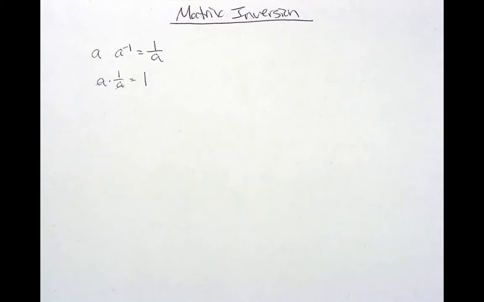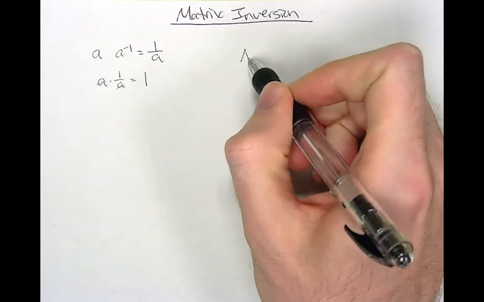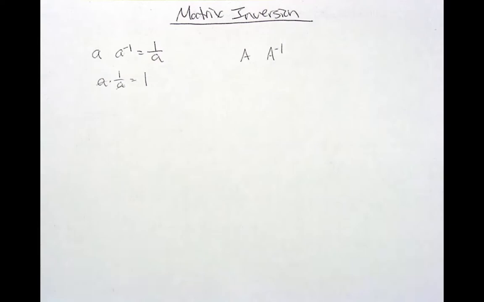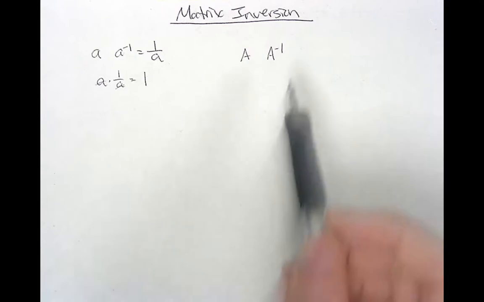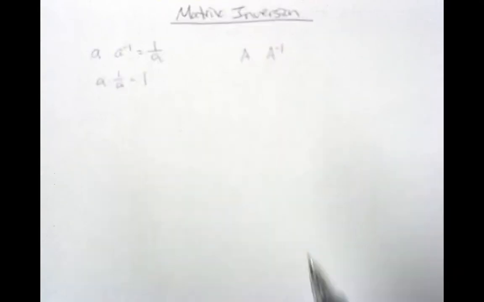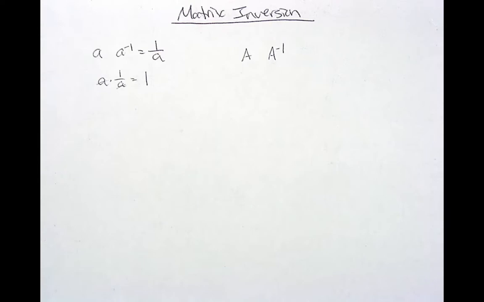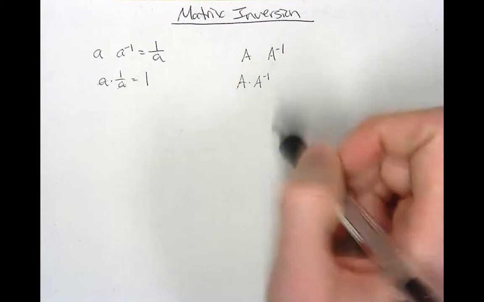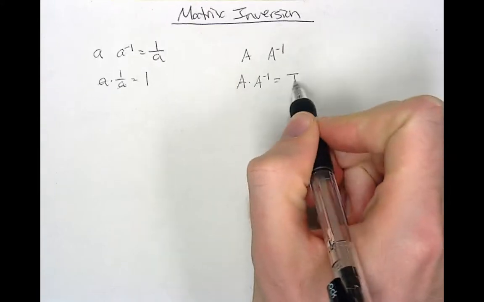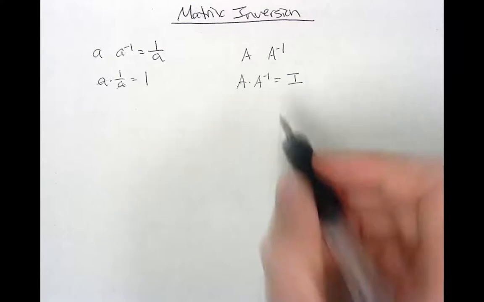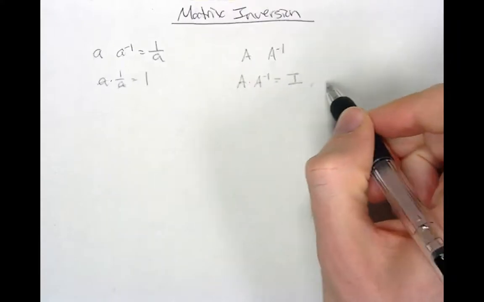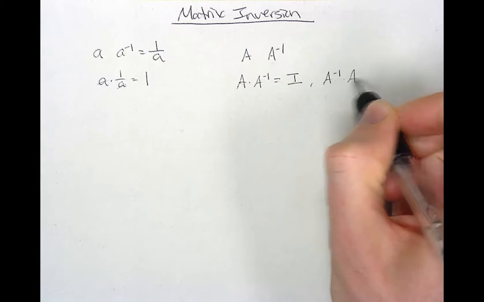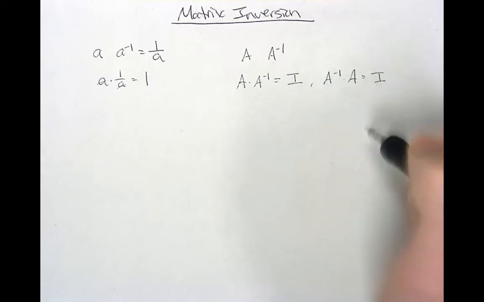Since we cannot divide by a matrix, we indicate the inverse matrix of A like this. And we show that the inverse of A, or A to the negative 1 power, is the inverse of A by showing that the following equations are true. We have A times its inverse equals the identity matrix. Or you can also say that the inverse of A times matrix A is equal to the identity.